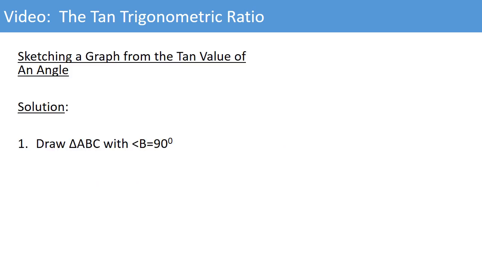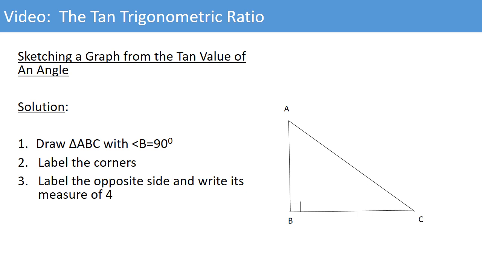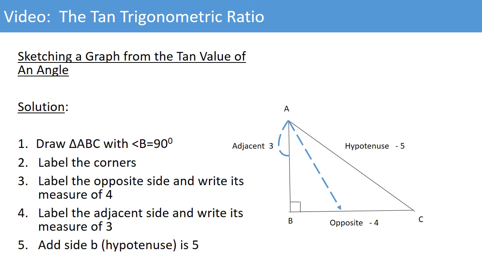Now, we can draw the sketch. Draw the right-angled triangle, label the corners, label the opposite side, and write its measure of 4. Now remember, it was opposite angle A. Label the adjacent side, write its measure of 3, and the hypotenuse measure of 5. Wow, we did it.